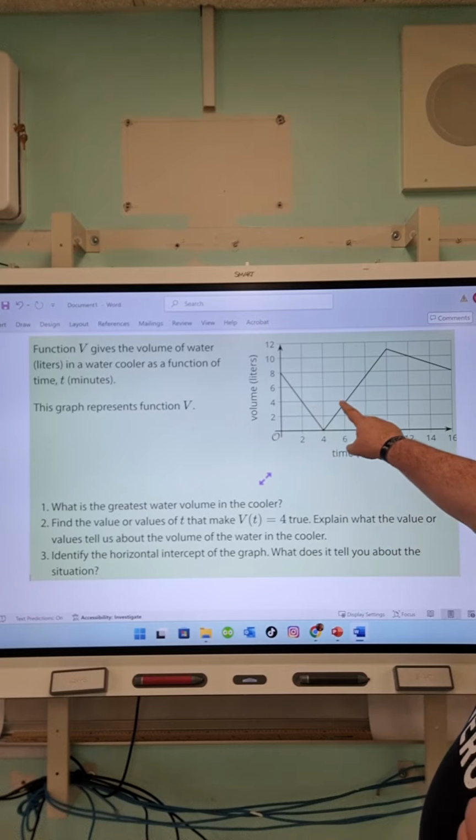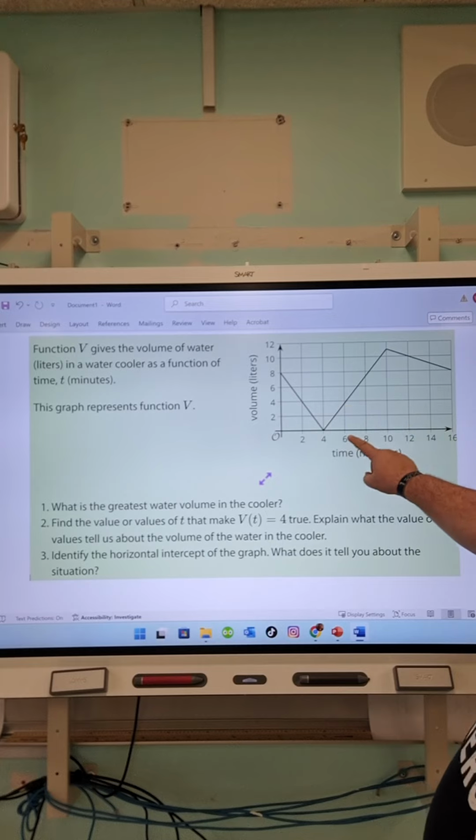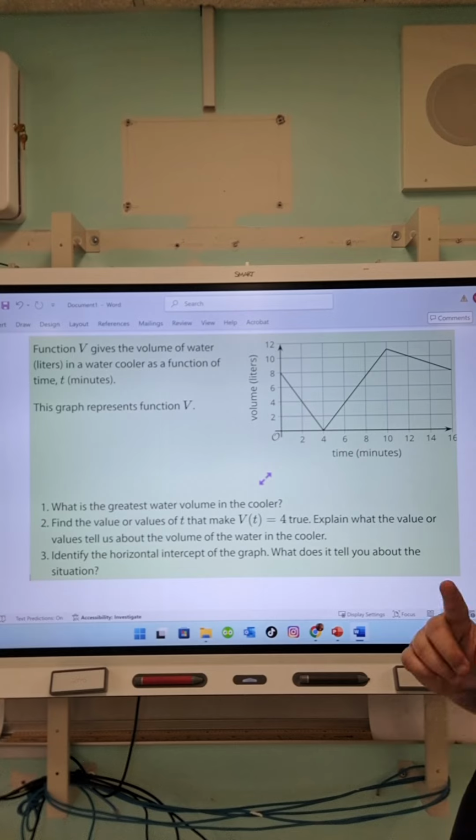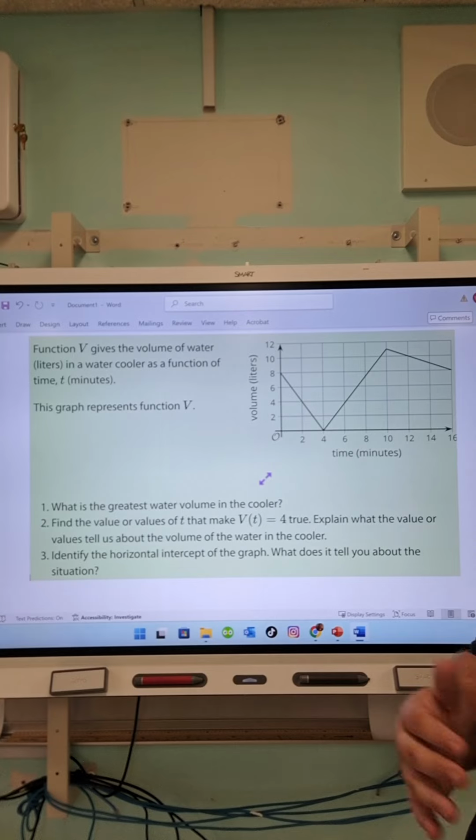Then if I continue going, we can see that just after 6 minutes, there was also 4 liters of water in the cooler. So this gives us 2 different times where there were 4 liters of water in the cooler.